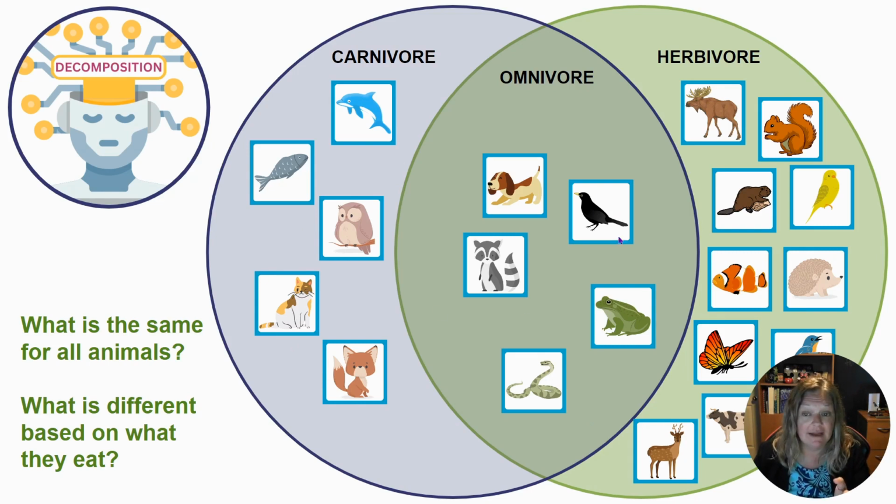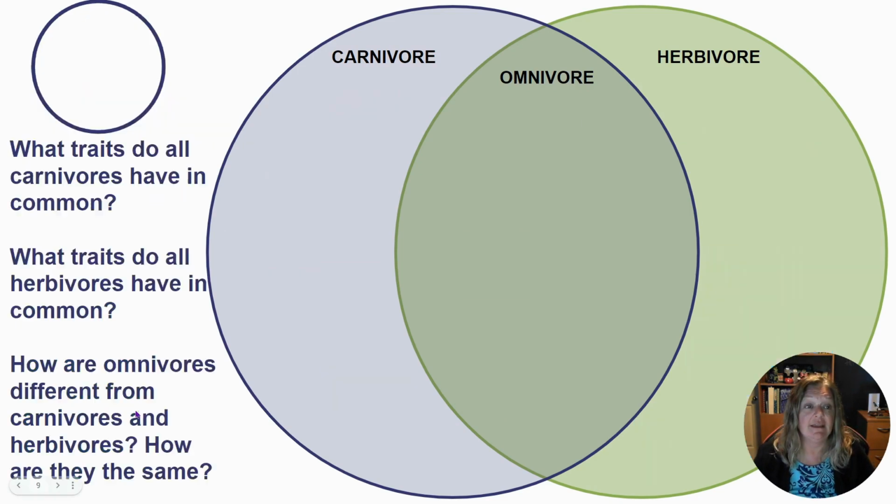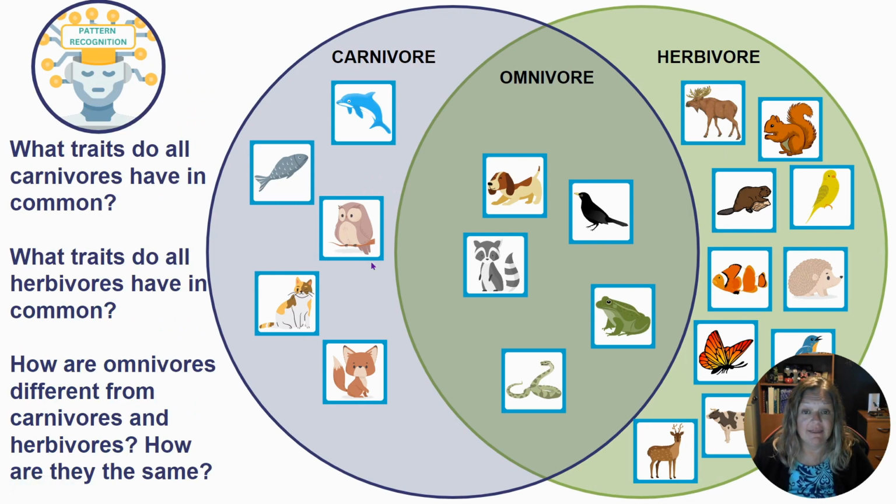We have a variety of different kinds of animals, but we can be sure that what is the same is that they eat from the same sort of food group. They're carnivores, herbivores, or maybe they eat both. We might talk about what is different based on what they eat. Then as we're continuing to analyze these groups and what traits all carnivores have in common, like the sharp teeth I mentioned, we can talk about how omnivores are different and the same from the others and start to recognize those patterns that exist within and between our classifications.